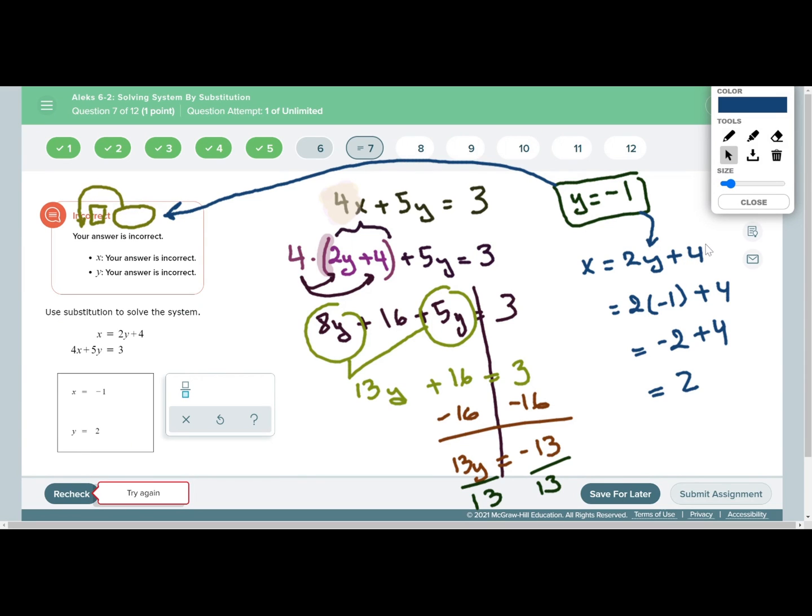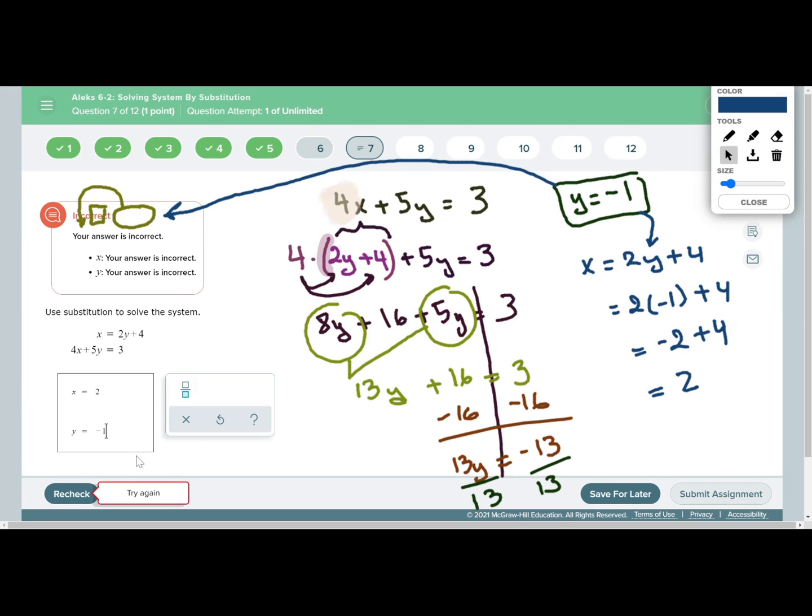All right, I did something wrong here. Let's find out. 16, 5y, 13, that 3, negative 13, negative 1. Oh, I put the thing in the wrong place, huh? X is 2, y is negative 1. Okay.